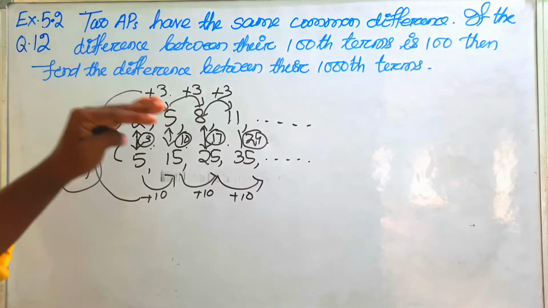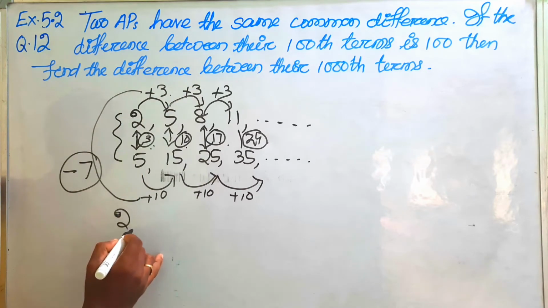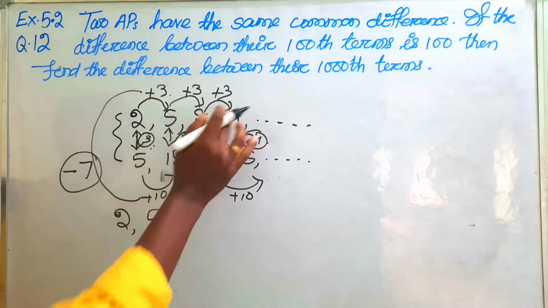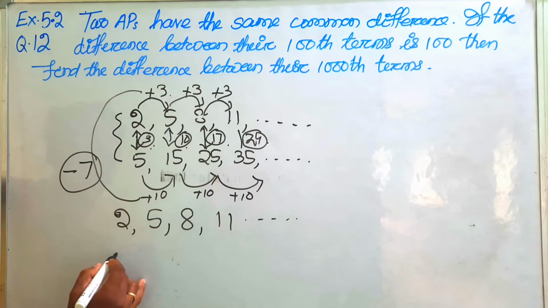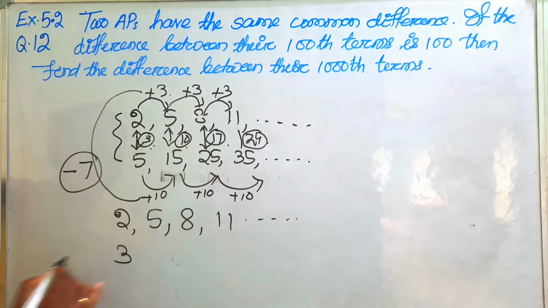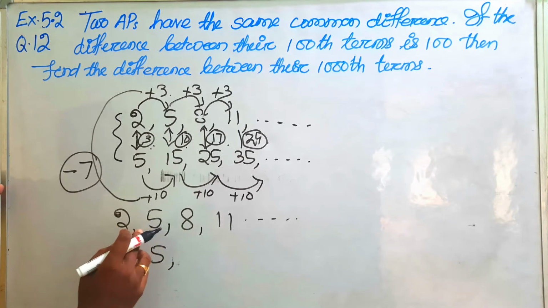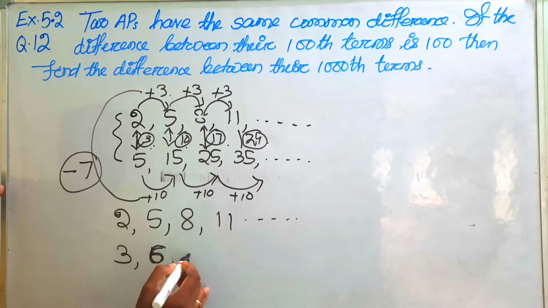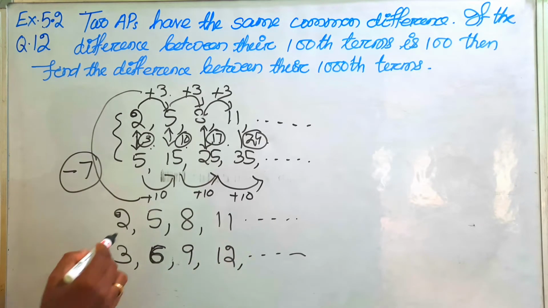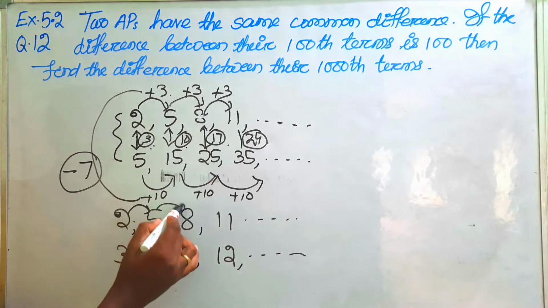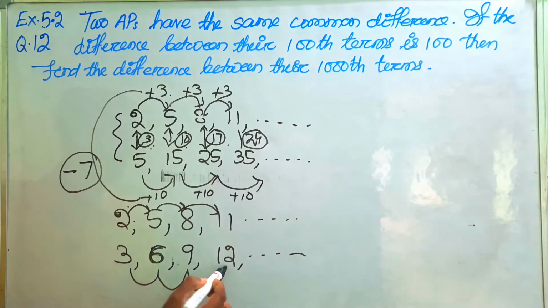But let us take another example. Suppose 2, 5, I am taking the same AP here. So this is an AP. Now take another AP. Suppose you take 3, then 6, then 9, then 12, like this. Now look here, the common difference is 3 here. The increment is 3. Here also the increment is 3.